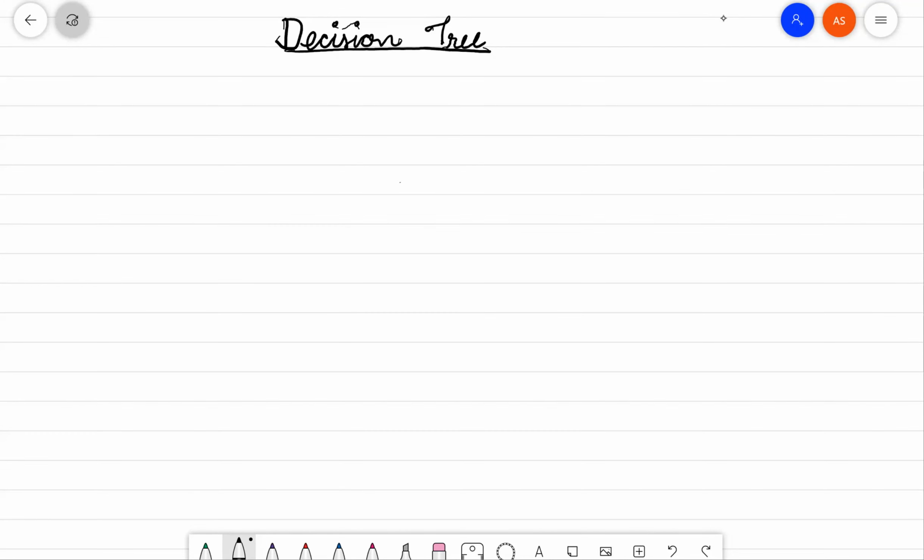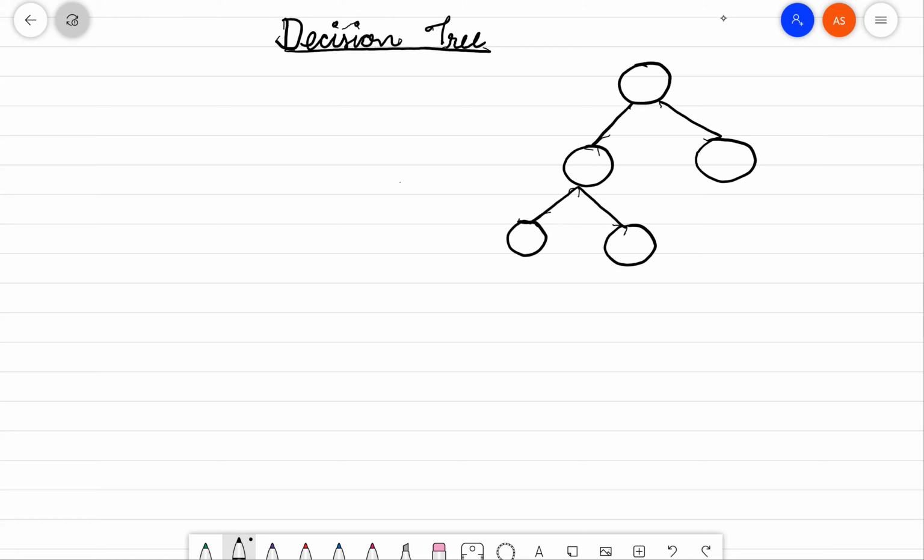Decision tree. Decision tree is a graphical structure, or it is a tree-like structure. In the tree-like structure, we have a root node, then some branches, then some other nodes. Further, it is divided into some other nodes like this. It is this tree-like structure, and the solution of the problem is based on the decision taken on each node.